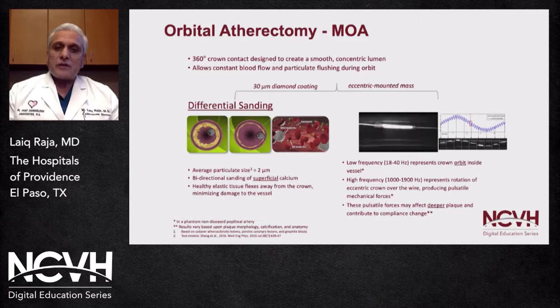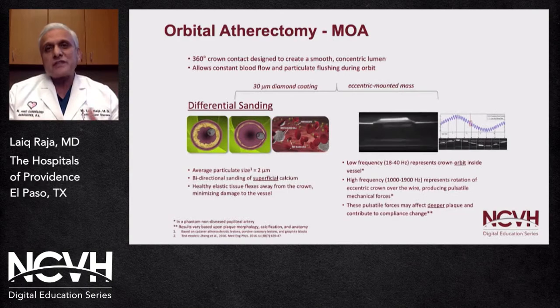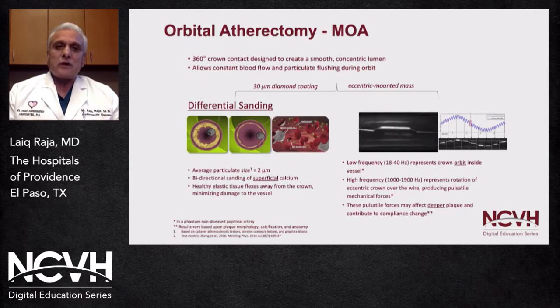Now, if you look at the left side, differential sanding, this is another characteristic of this orbital atherectomy, that when we are using the orbital atherectomy in a vessel, there are certain areas which have a relatively healthy vessel and other ones have heavily calcific, so it kind of bounces off the healthy vessel and leads to more cutting towards heavily calcific sites, leading to eventually a very smooth lumen.